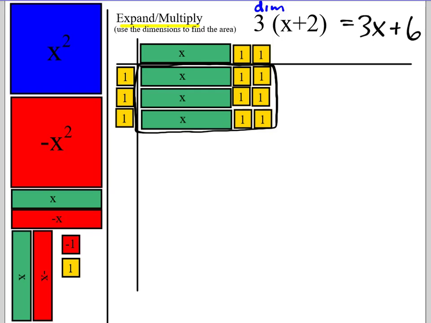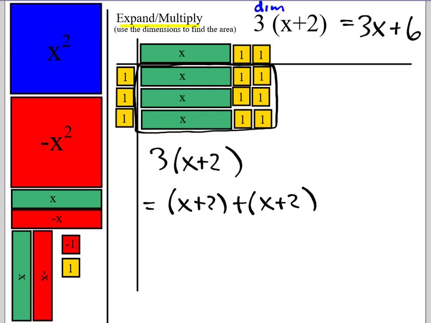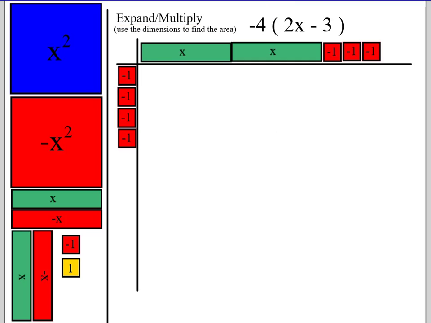Okay, so we could also view this way. As multiplication. 3 times x plus 2 means I have an x plus 2 plus an x plus 2 plus an x plus 2. And if we collect like terms, we would get 3x plus 6. Okay, so we've got a couple different strategies to work with. All right, let's try some trickier ones.